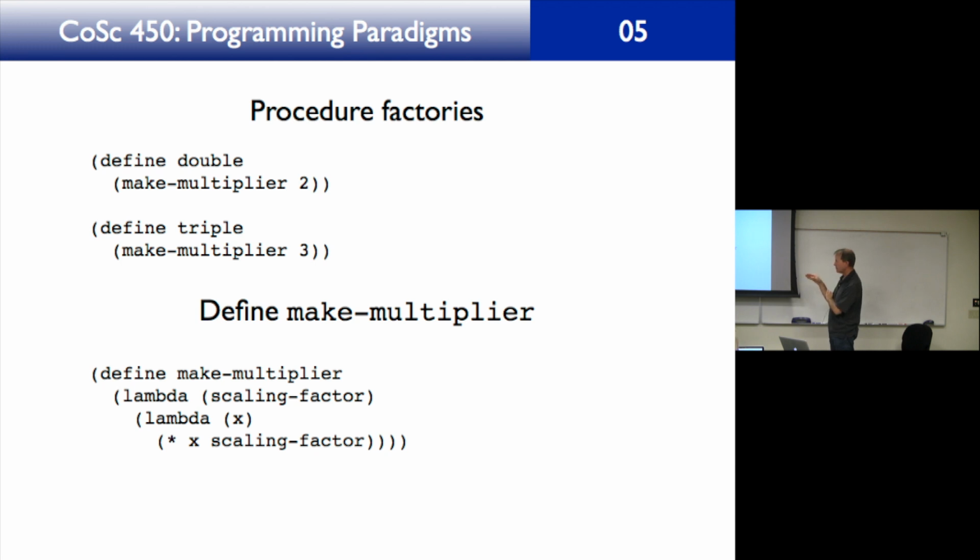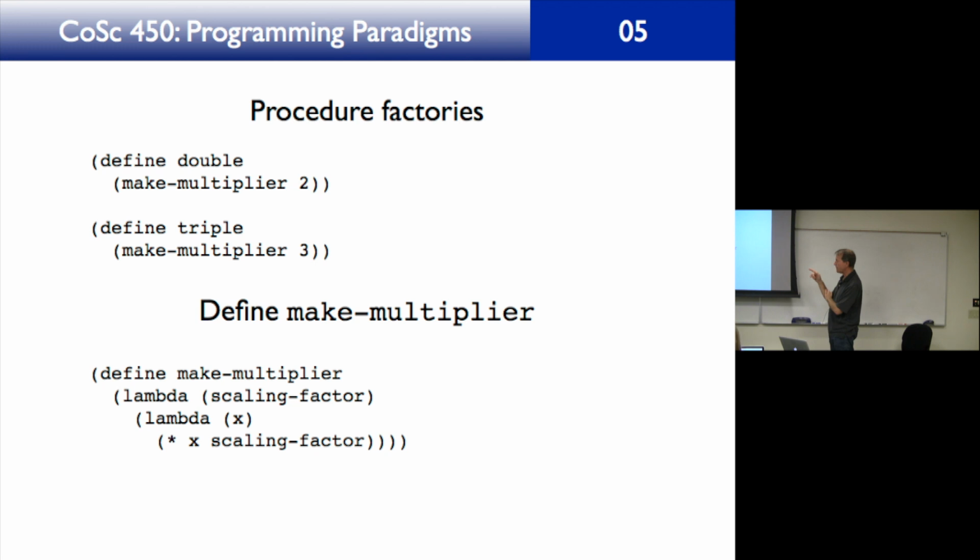It's called define make multiplier. And we had this curious little pattern. It was lambda scaling factor, but then lambda. So it was lambda lambda. So what make multiplier does is it's a function that returns a function. That's what a factory is.